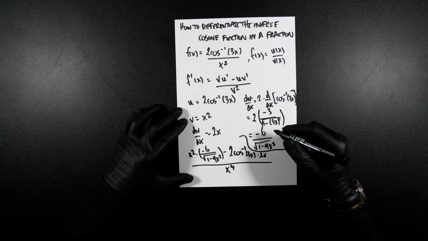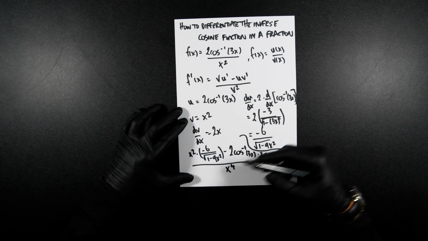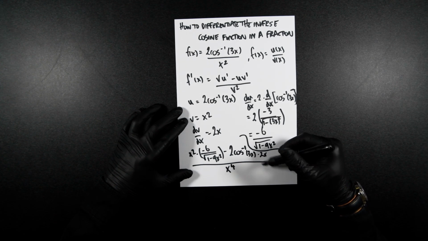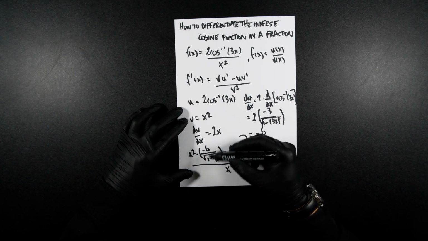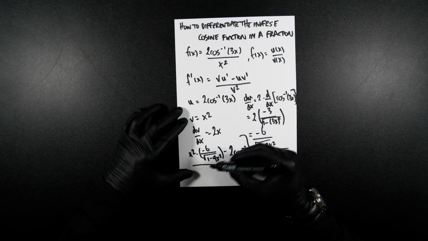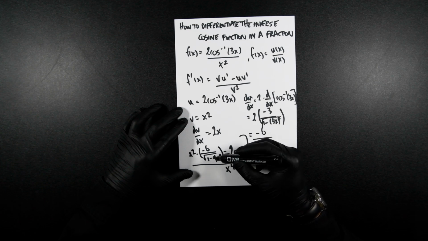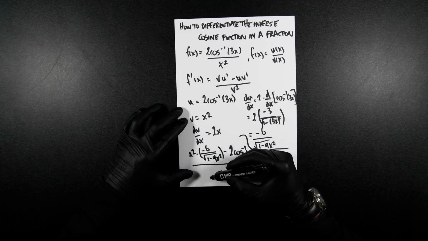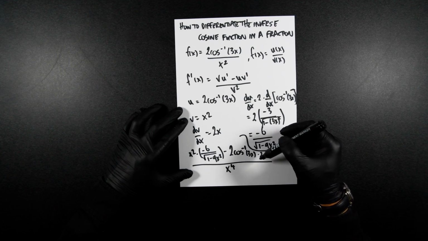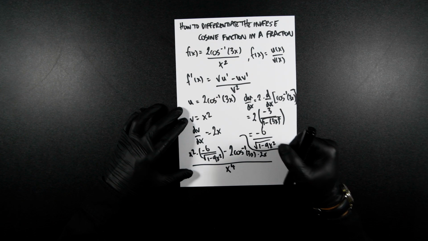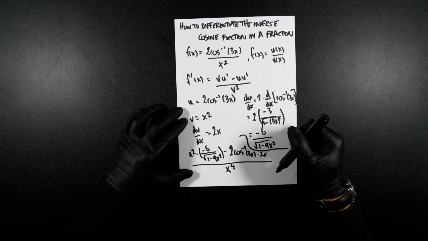That would be fine. You can simplify this out. You can multiply the denominators together, you get x to the 4. And you can actually break this down a little bit. So you would get x to the power 4 multiplied by the square root of 1 minus 9x squared as the denominator, and you'd have minus 6x squared on the top, minus 4x cos^-1(3x), divided by x to the 4, because we've just simplified that out. But that's it. Pretty simple.